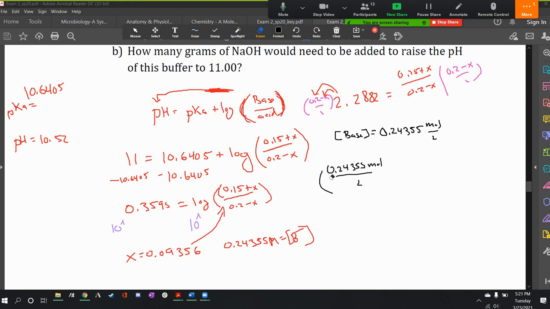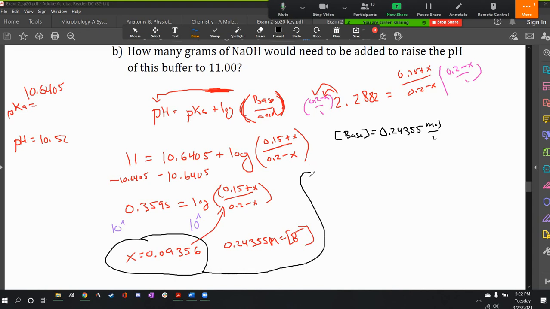Oh, you know what? We don't need to do the whole number. We're trying to figure out just how many we need to add, and this is how many we need to add. So I think we just need to calculate based on this X number. I think they're saying how much would you need to add to the existing buffer to raise the pH.